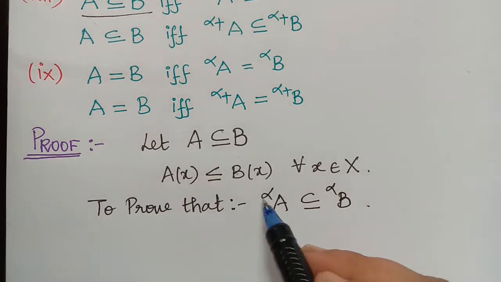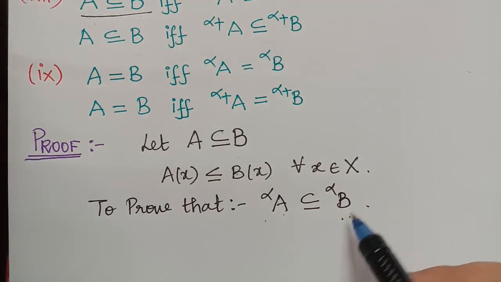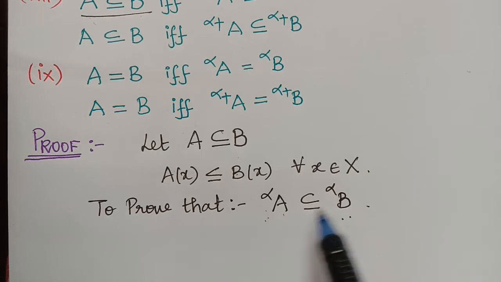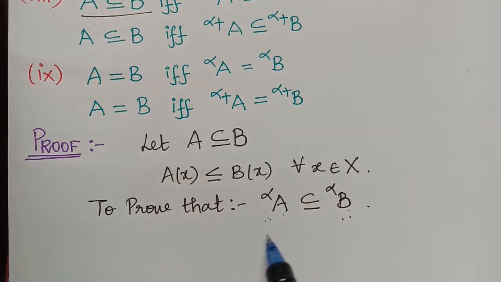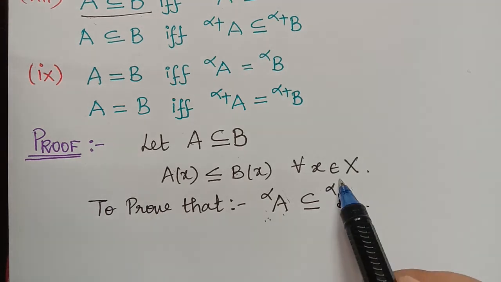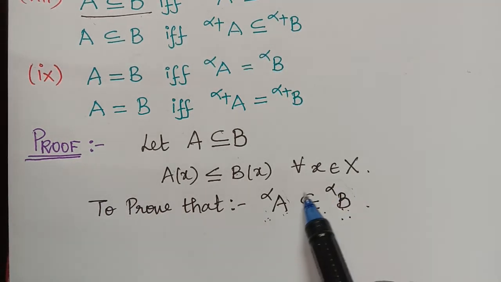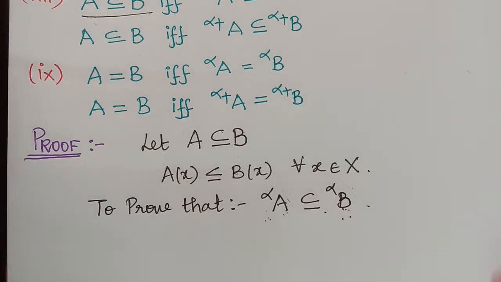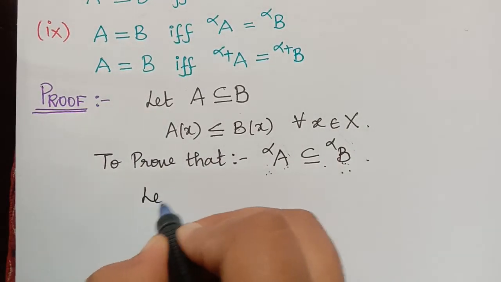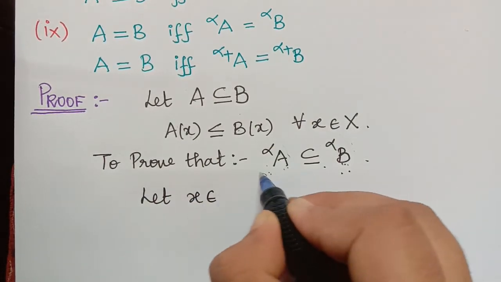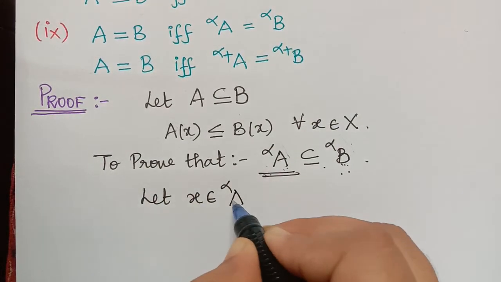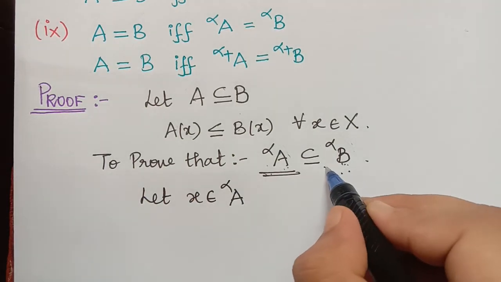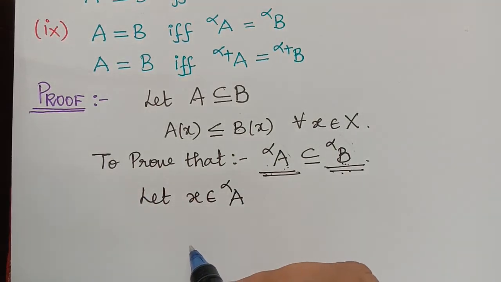Now alpha cut sets are crisp sets. So in crisp set, if we want to prove that one set is subset of another, we have to consider an element from this set, and we have to prove that that element also belongs to the other set. In that case, alpha cut of A will become a subset of alpha cut of B. So for this, first let us assume that let X be an element of this set, alpha cut of A. Now we have to prove that X also belongs to alpha cut of B.